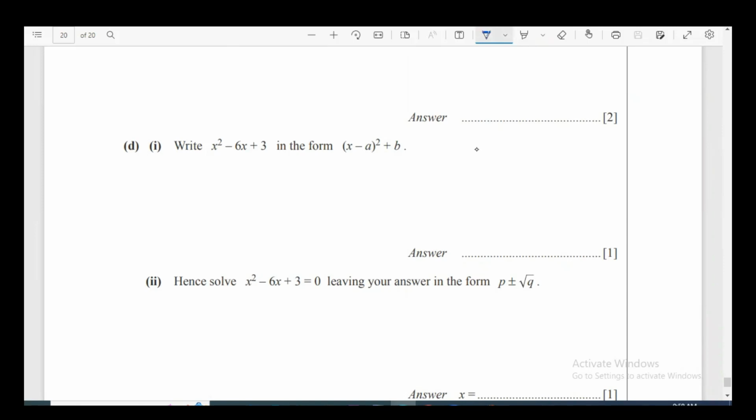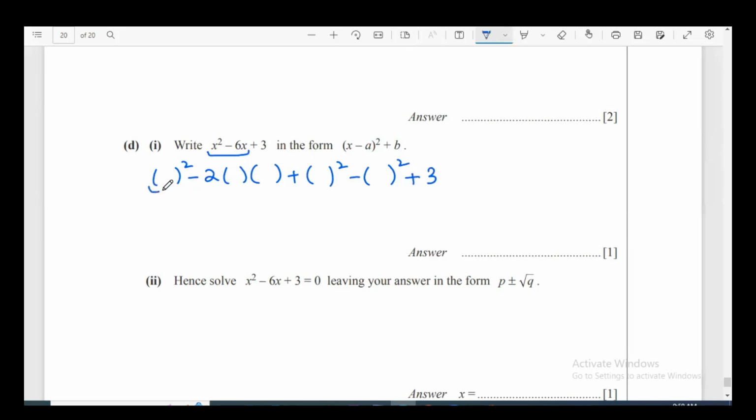Same process, focus on the first two terms, which is x square minus 6x, and try to write it into an identity a square minus 2ab plus b square. X square minus 6x are two terms, and we have written the three terms, so eliminate the third term by writing minus empty parenthesis whole square here. And don't forget to write plus 3.